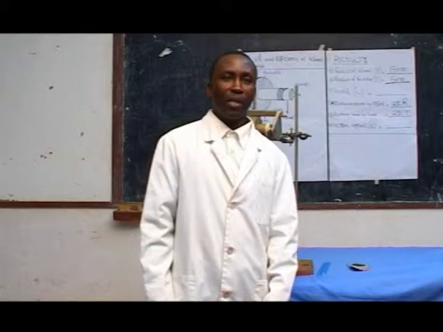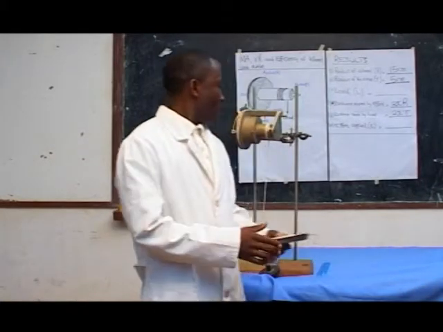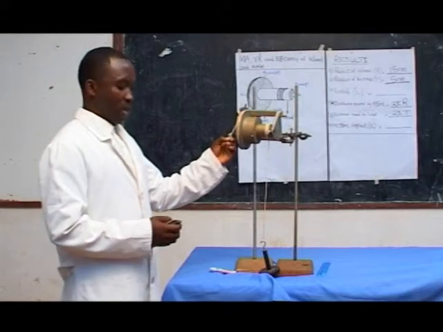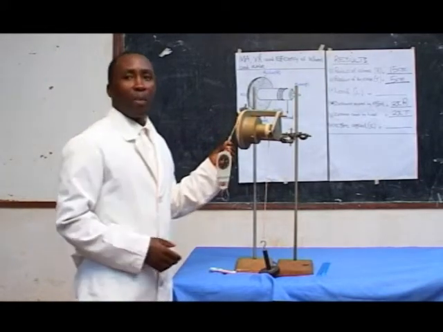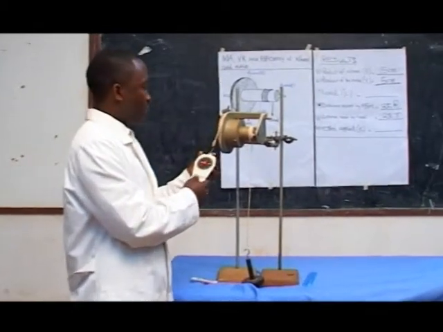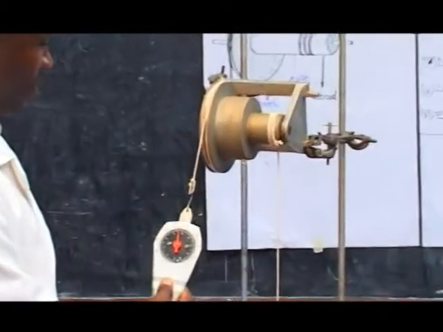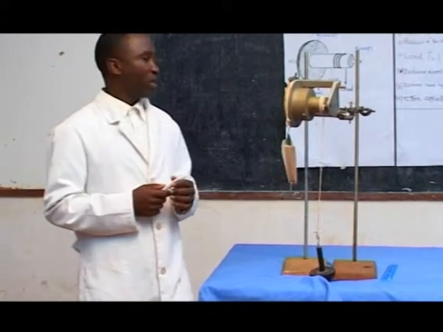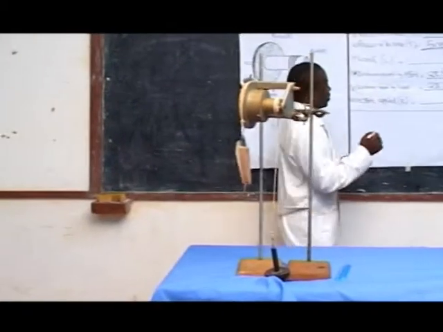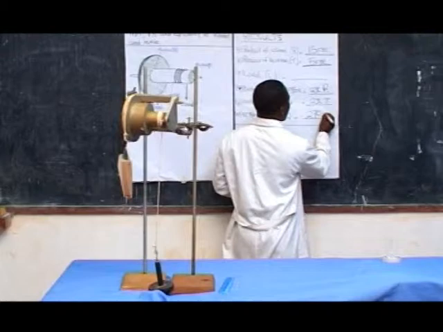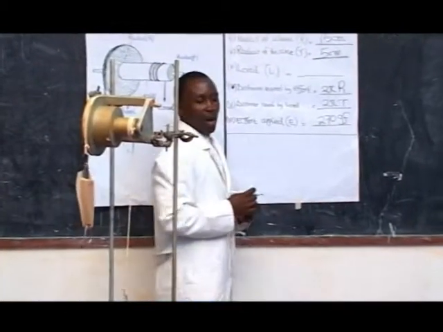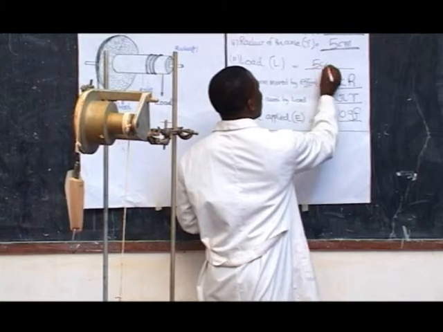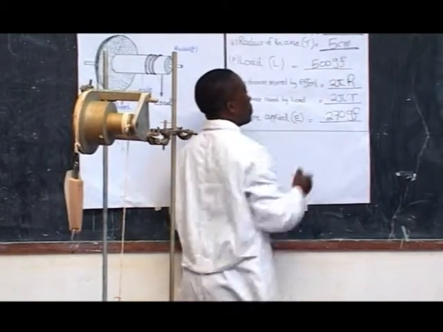Next, take a spring balance and tie on a string that is wound around the wheel. Apply the effort and then record the effort. The effort applied is 270 gram force, and the load was 500 gram force.